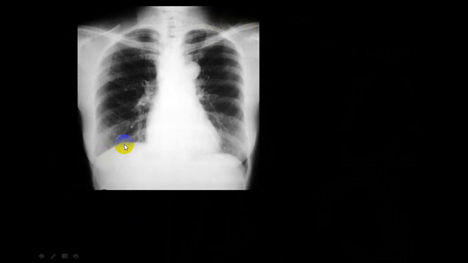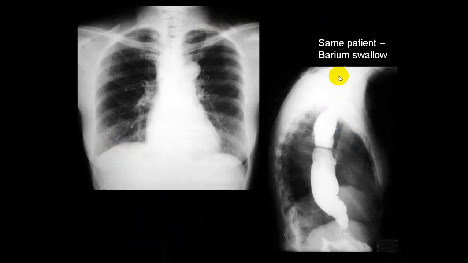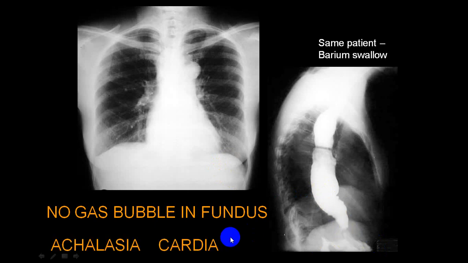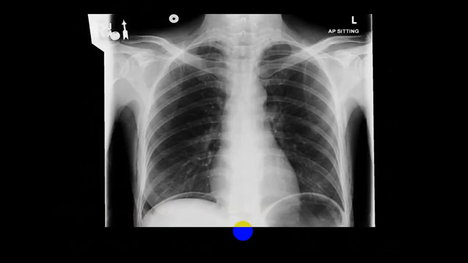You can see slight elevation here. And in a barium bolus, you can see the diaphragm. This is another diaphragm. No gas bubble in the fundus. And that is because of what we call gastric carcinoma, achalasia cardia, two common conditions.